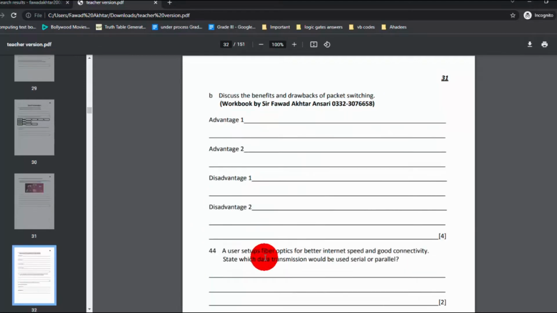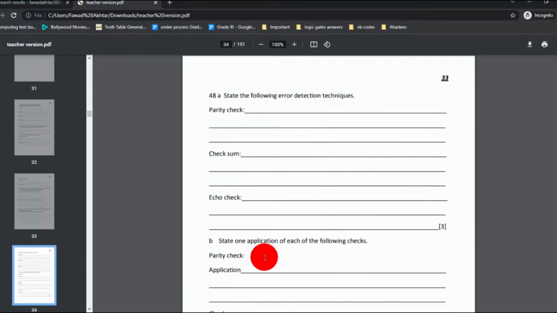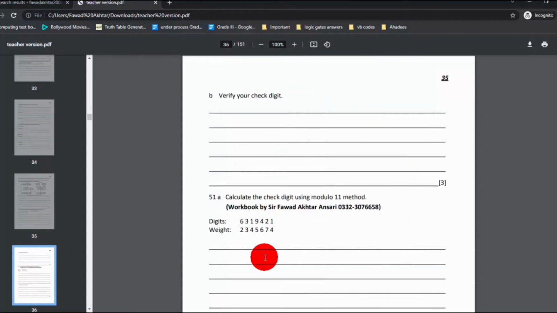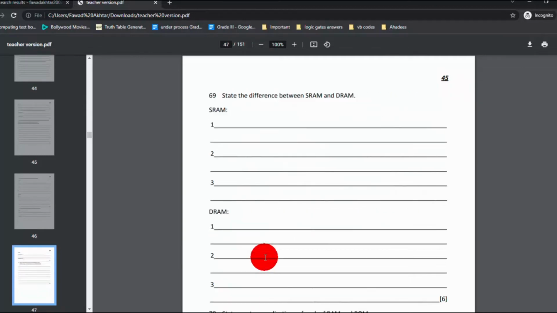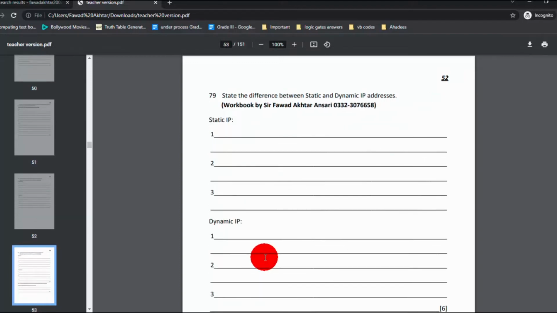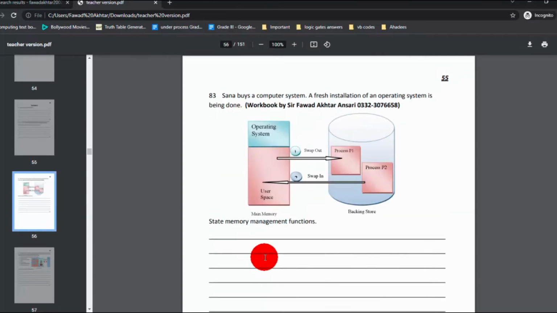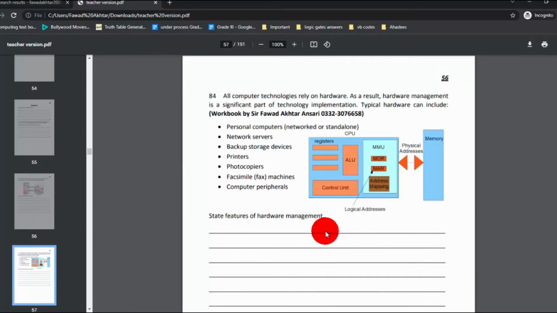You may see many questions here for practice if you wish to achieve an A star in your computer science paper. So next, let's take another question. This is a question about the computer system. A fresh installation of an operating system is being done. This is just a diagram. You may see that the question is written here: state memory management functions. So you may write the answers according to your syllabus.